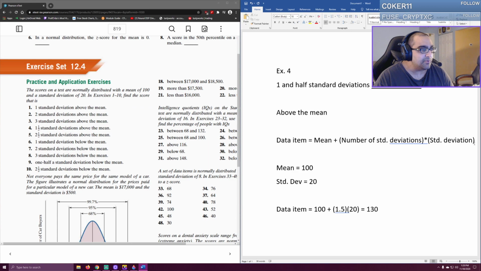Now a similar thing applies for below the mean. Let's take a look at an example of that.